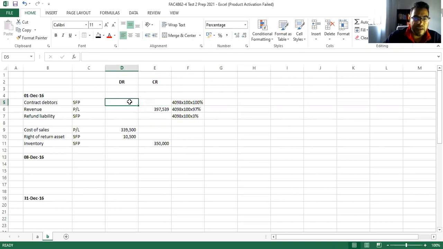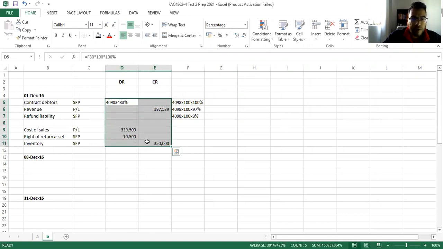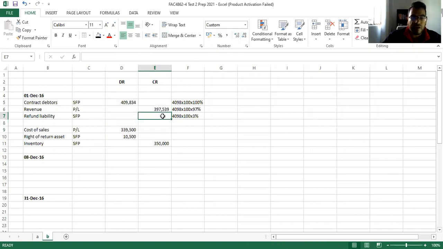Over here, contract debtors is going to be the 4098 multiplied by 100 computers multiplied by 100%. No need to put in 100%. I'm just including it so you can understand what we are doing. And the difference over here is going to be the 3% for the refund policy.